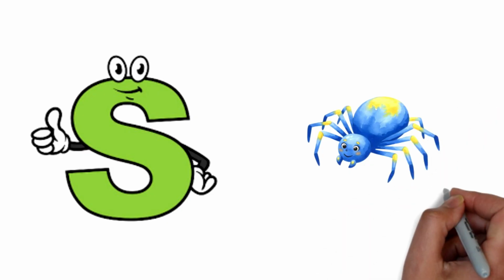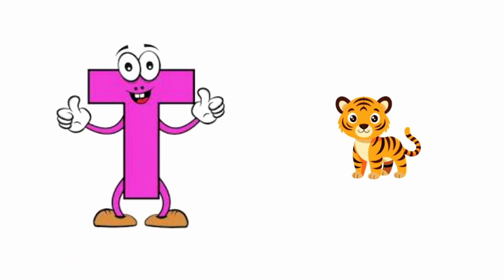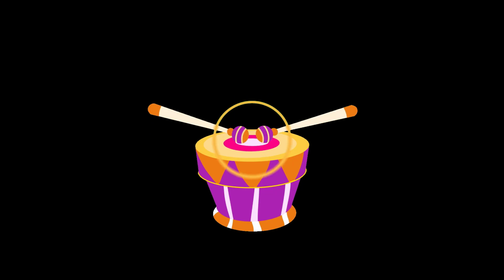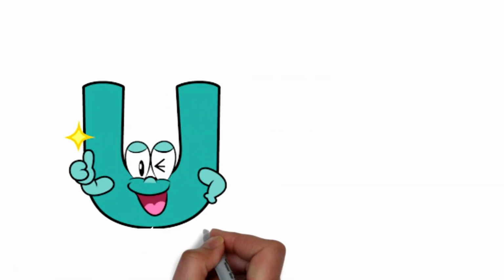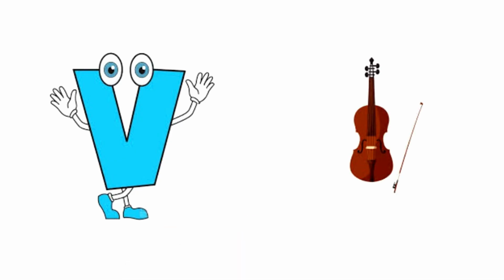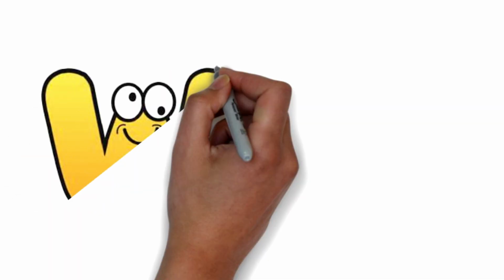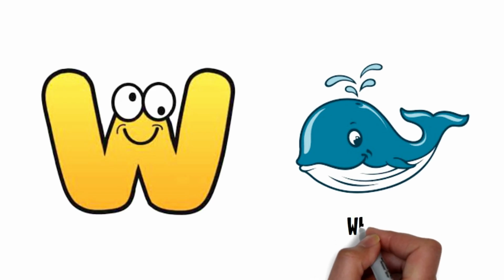spider, spider, S, spider. T is for tiger, tiger, tiger, T, tiger. U is for umbrella, umbrella, umbrella, U, umbrella. V is for violin, violin, violin, V, violin. W is for whale, whale, whale, W, whale.